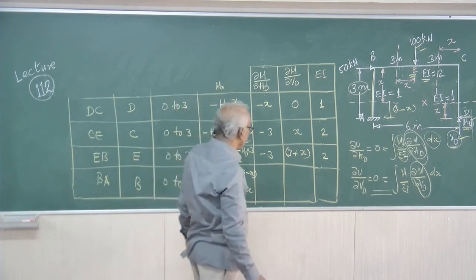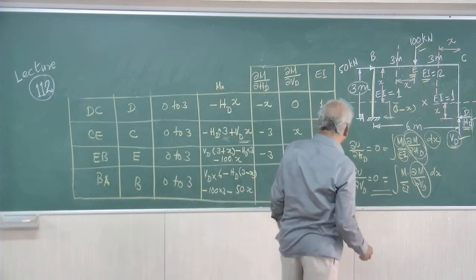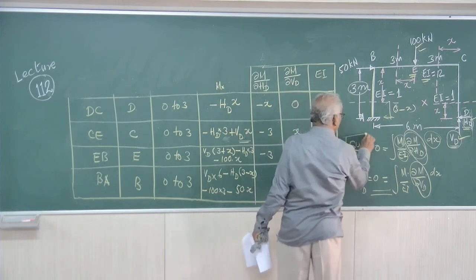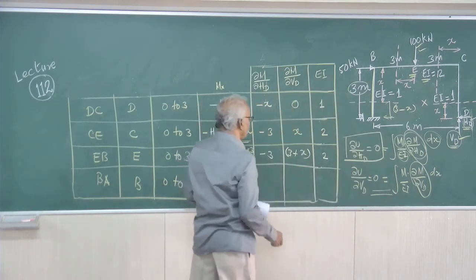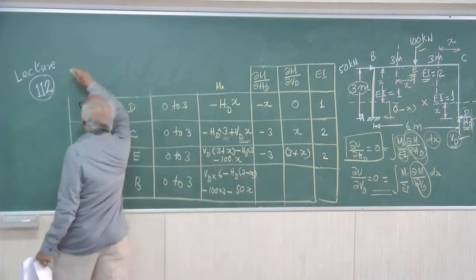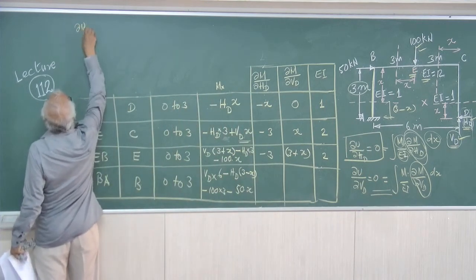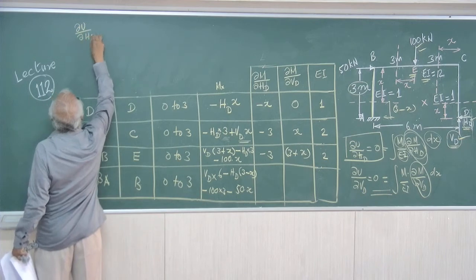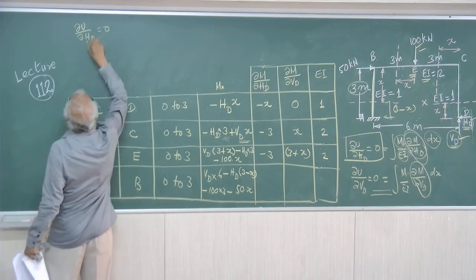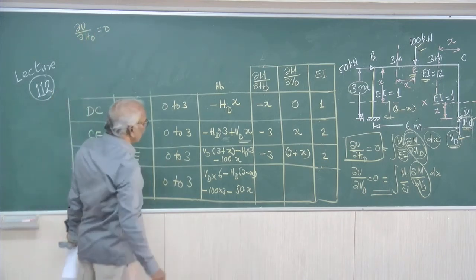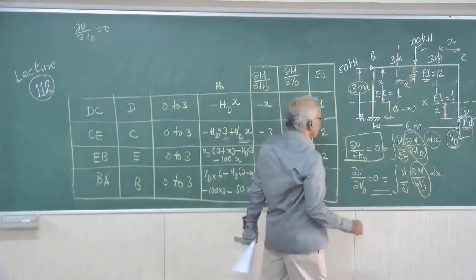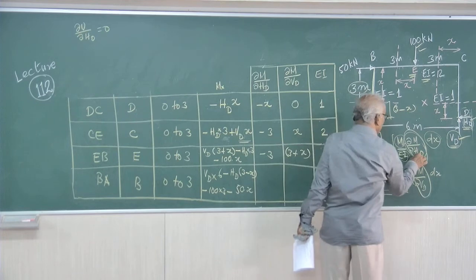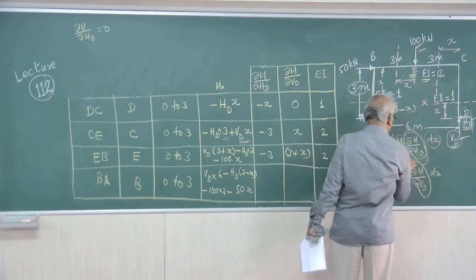So first let us take the equation dou U by dou Ht equal to 0. So for dou U by dou Ht equal to 0, first we will make use of the equation dou U by dou Hd equal to 0. So dou U by dou Ht means you have to integrate M into dou M by dou Hd into dx by EI equal to 0.